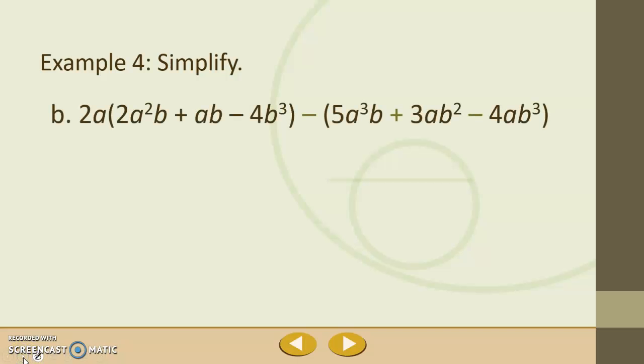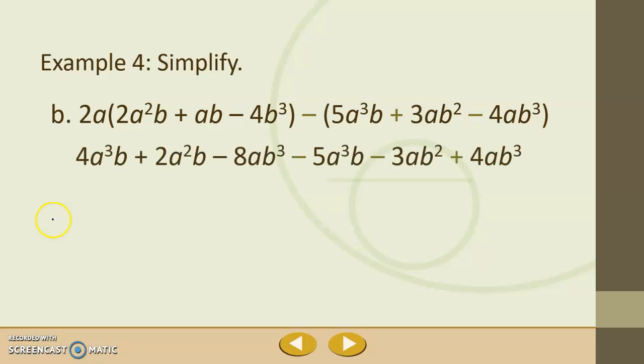Try simplifying this expression. Pause the video, work it out on your own, and then come back here to check your work. The first thing that we need to do is distribute this 2a and multiply it by everything inside the parentheses. And we get this second line right here. Once we've done that, we can just combine through addition and subtraction.